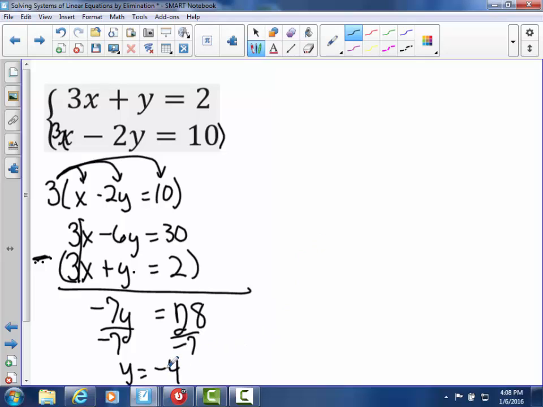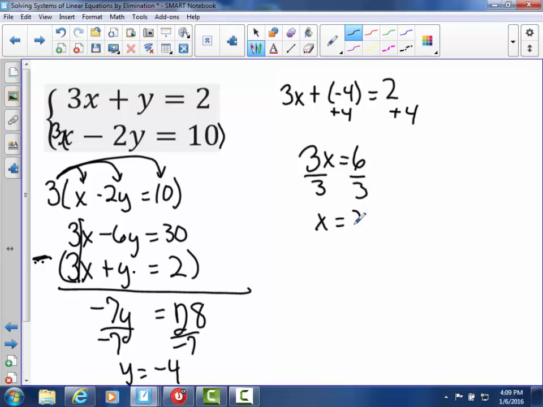Okay, so if y equals -4, we can substitute that into one of our equations. I think I'll do the top one. So 3x plus -4 equals 2. All right, so since I have -4, if I add 4, that's going to give me 0, so I now have 3x equals 6. Divide by 3, x equals 2, so my solution is 2, -4.